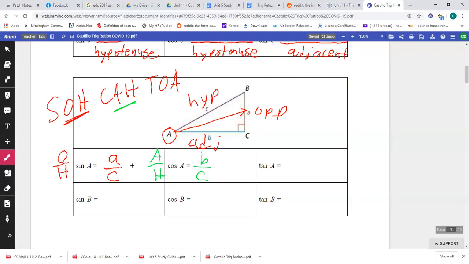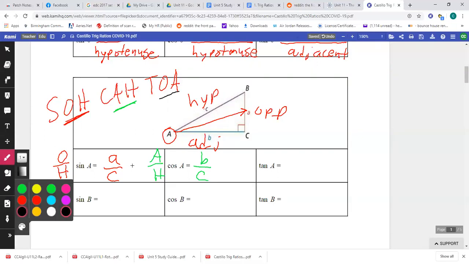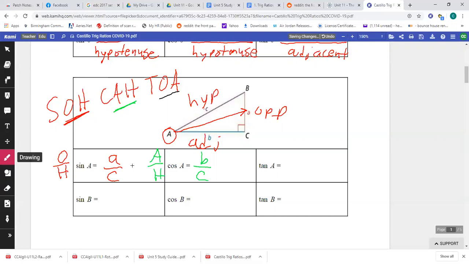And then tangent is my last one. That's O over A, TOA, right? So it's opposite over adjacent. That's A over B.